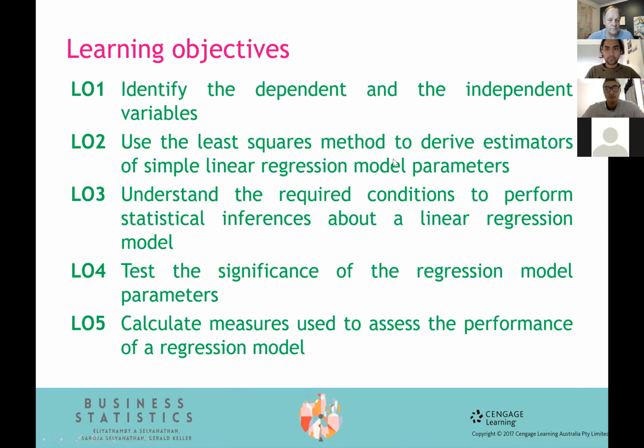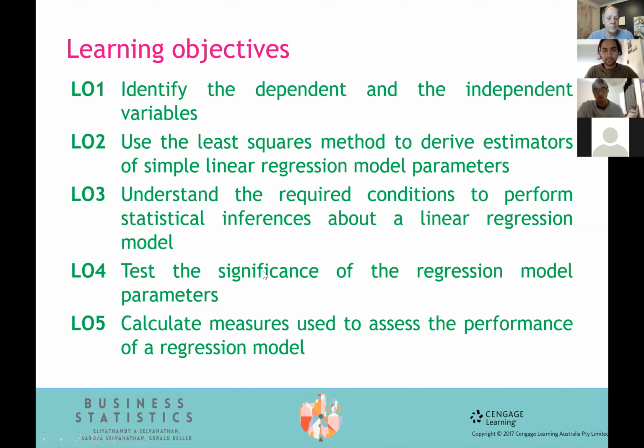So we'll learn how to identify dependent or independent variables. We'll learn a little bit about the least squares method, but more just understand what it physically looks like. You don't have to understand the mathematical formulas, but I'll try and explain it to you. And then there's certain requirements. You've come across that before. The data needs to be normally distributed and so on.